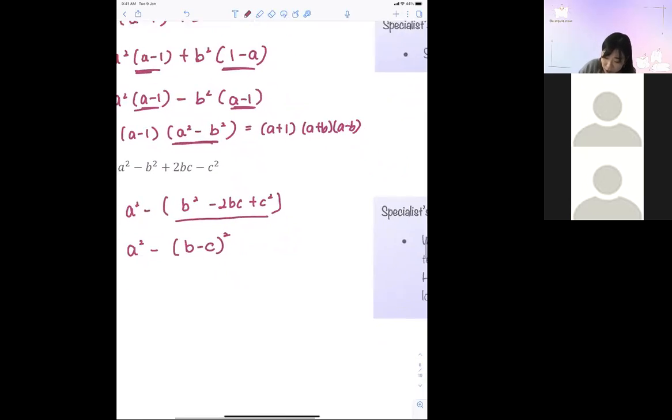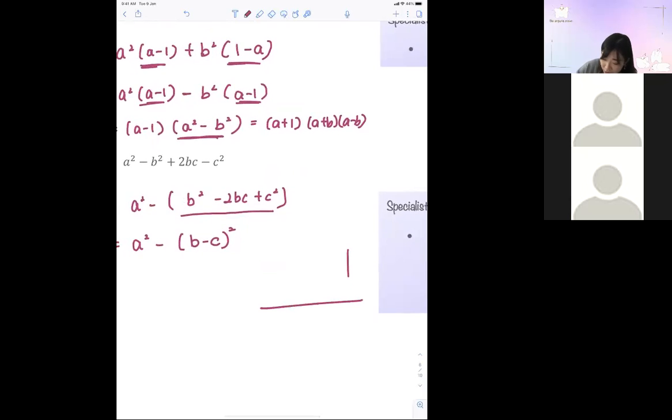Okay, let me do it at the side in case you got confused, yeah? So b square is here, c square is here, minus 2bc here, bb, cc, minus, minus, minus bc, minus bc, you get minus 2bc. So that is your bracket.